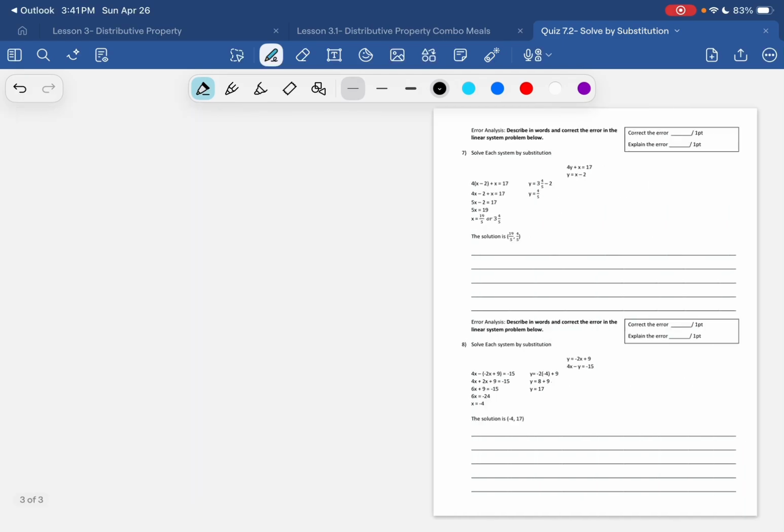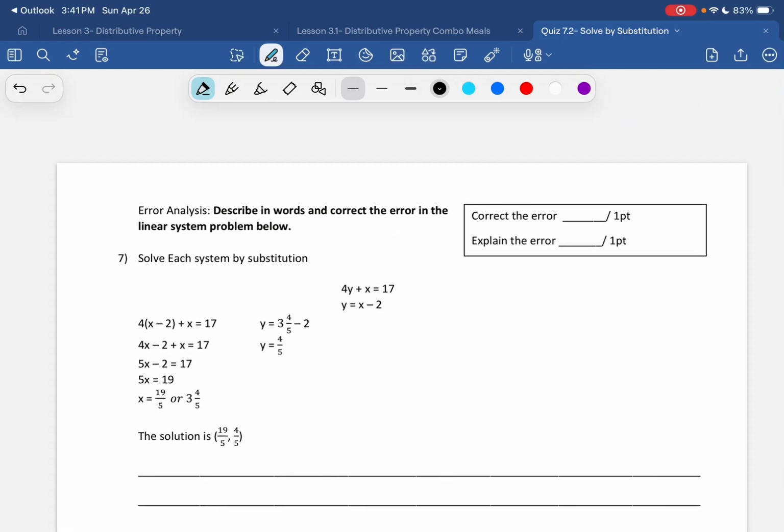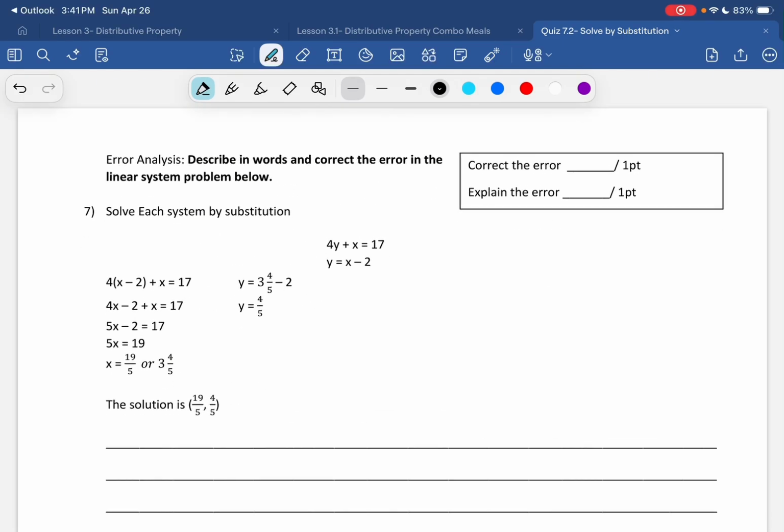All right, let's look at the last two problems. We do these on homework and on quizzes pretty often, right? If I looked at your little rubric here, you need to correct the error, right? So you need to show the correct work and get the correct answer. And then you need to explain what they did wrong.